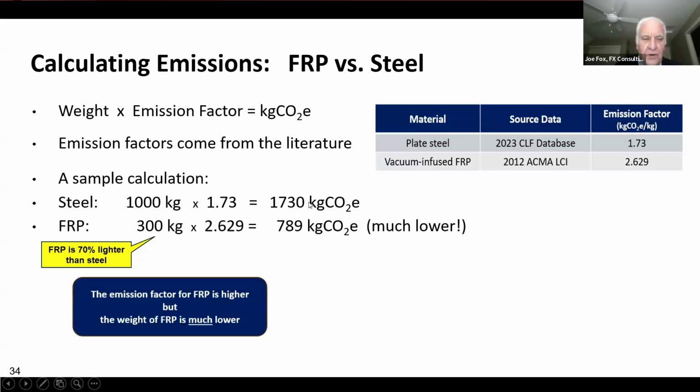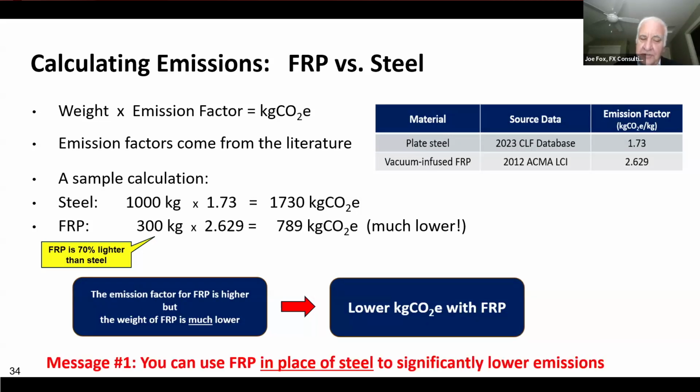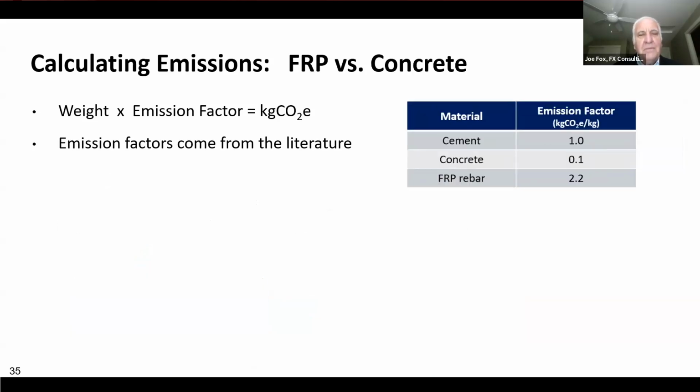You've seen this before. What you're seeing here is that the emission factor for FRP is higher, but the weight of FRP is much lower, and that translates into lower kilograms of CO2 equivalents with FRP. So the first message is that you can use FRP in place of steel to significantly lower emissions. But now let's talk about concrete, because it's a different story here.